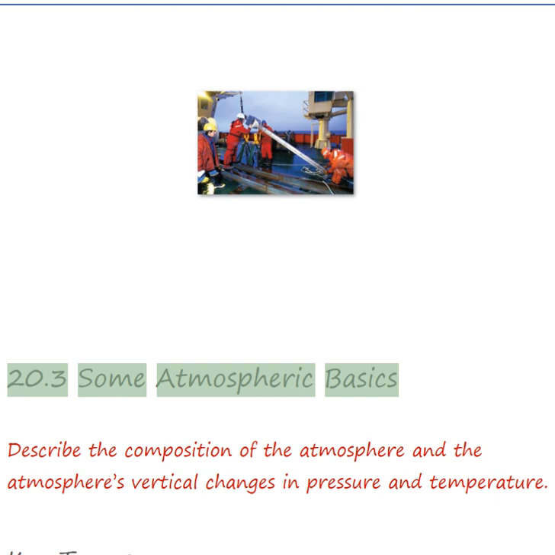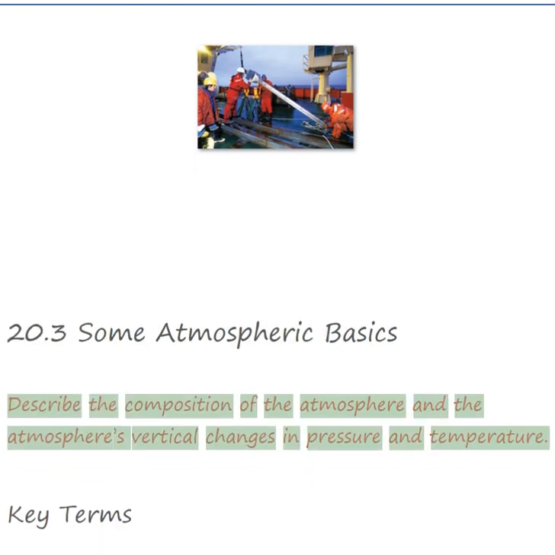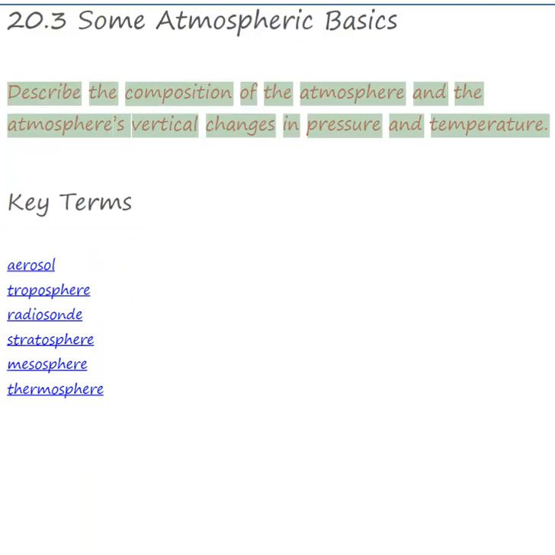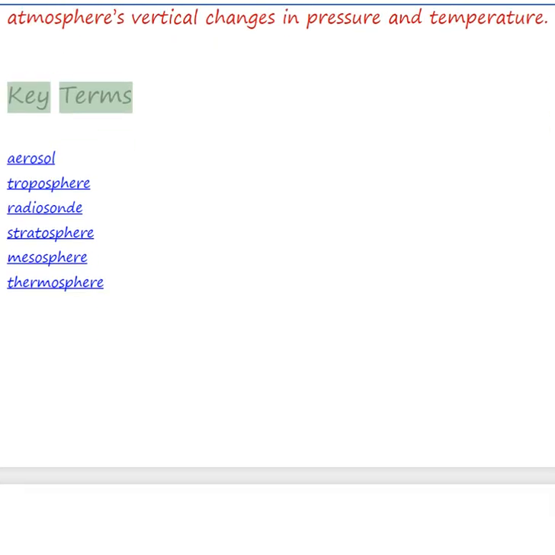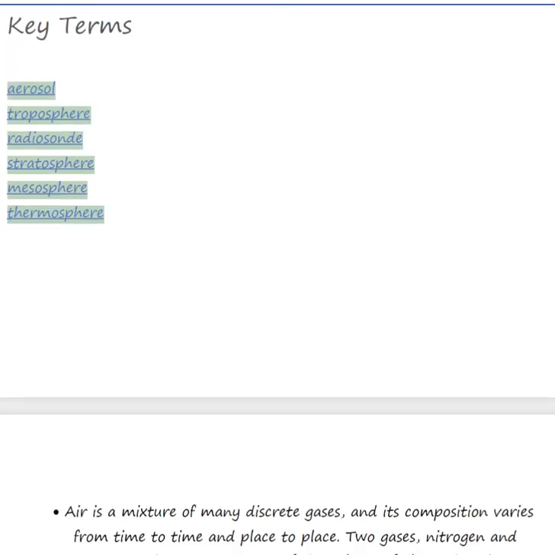20.3 Some atmospheric basics. Describe the composition of the atmosphere and the atmosphere's vertical changes in pressure and temperature. Key terms: aerosol, troposphere, radiosonde, stratosphere, mesosphere, thermosphere.